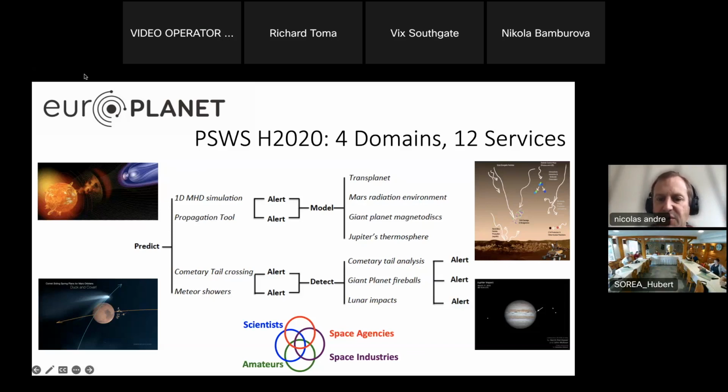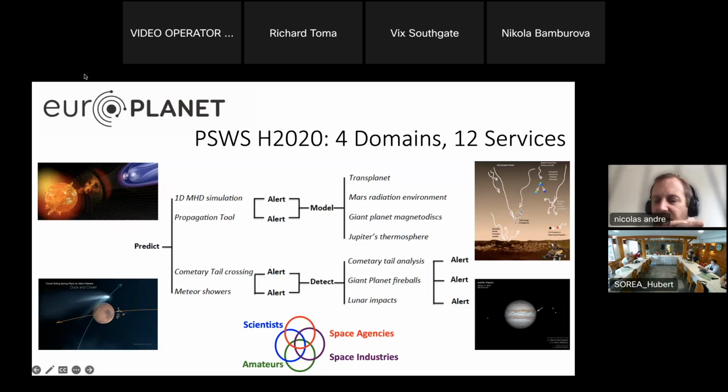The second part is about detecting some solar system events like fireballs at giant planets. Jupiter is the biggest planet in the solar system. It is hit and bombarded by comets throughout history, as other planets. And we have witnessed this specific interaction during our lifetime. It was in 1994, for example.